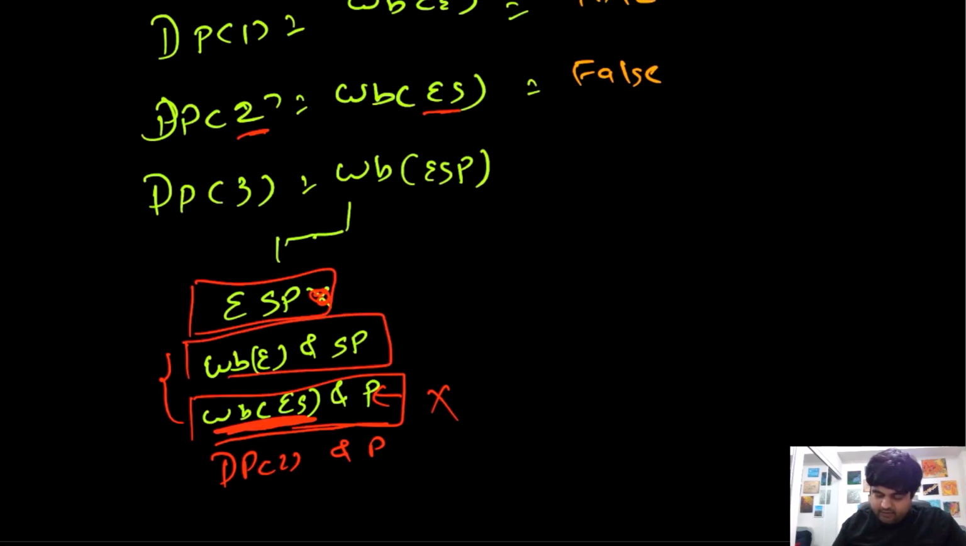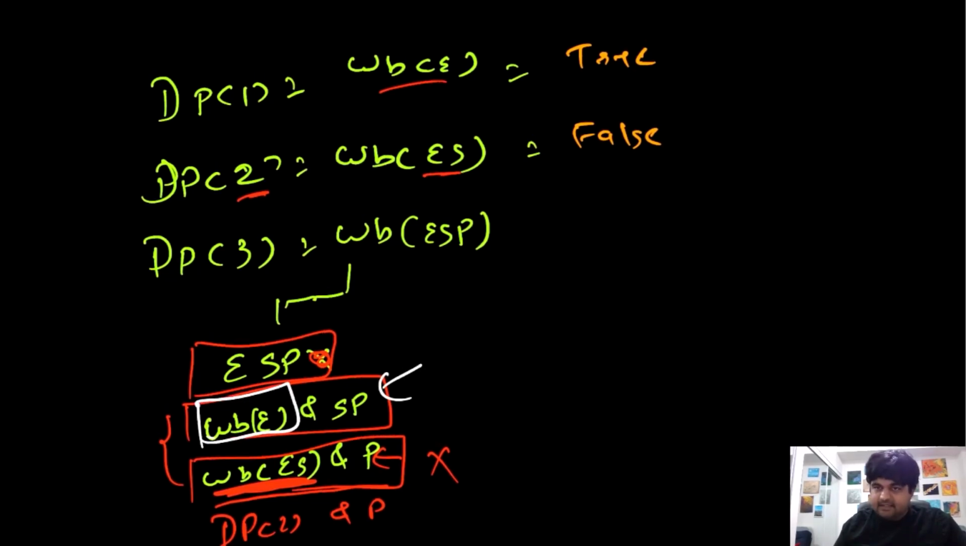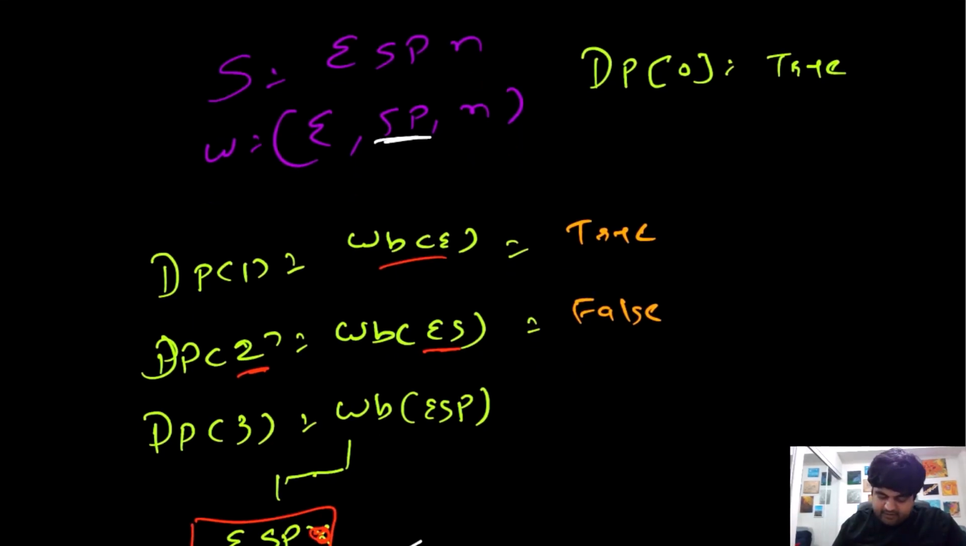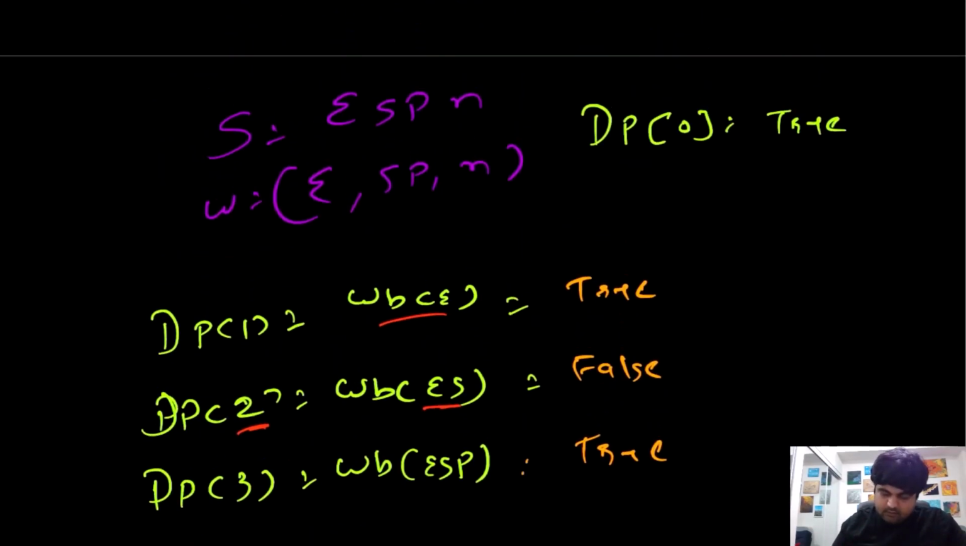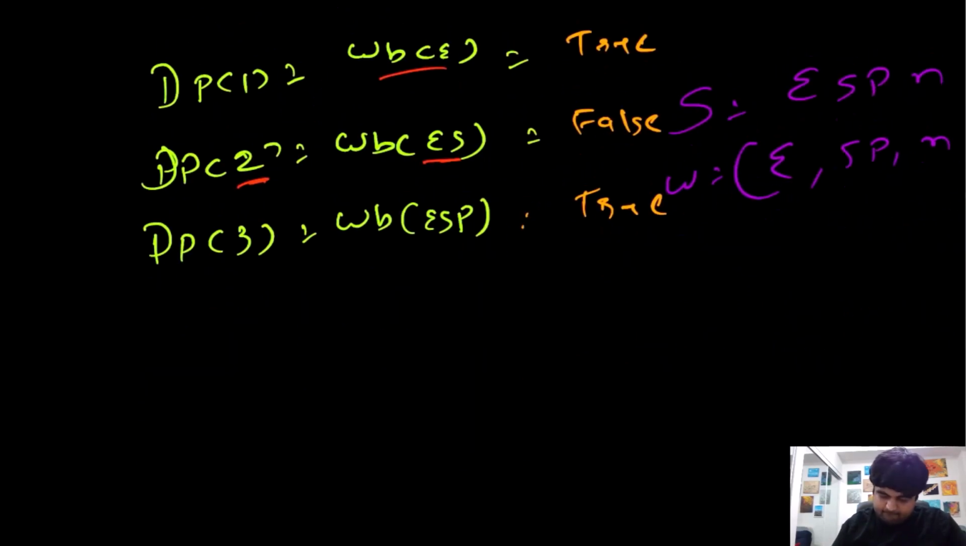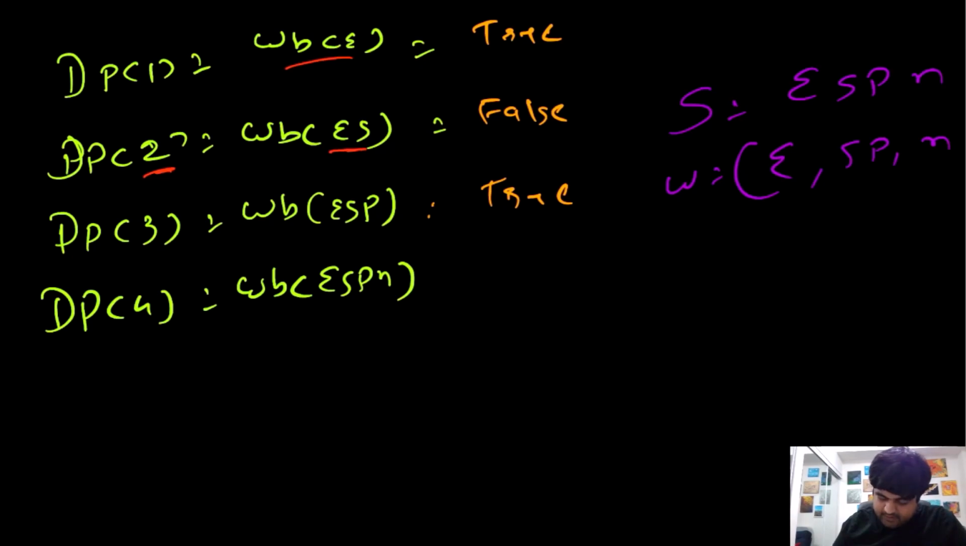So word break of e, which means dp of 1, is true. If dp of 1 is true, which means that at least this condition is true. Now we need to check whether sp exists in the word dictionary or not, and sp also exists in the word dictionary, which means that dp of 3, we can consider this as true. Let me also put this one on this side. Now let's calculate dp of 4, which means word break of espn. So again, this will have 4 conditions.